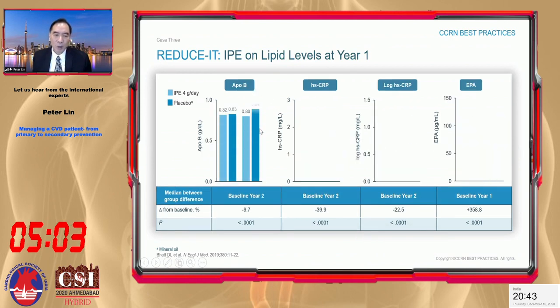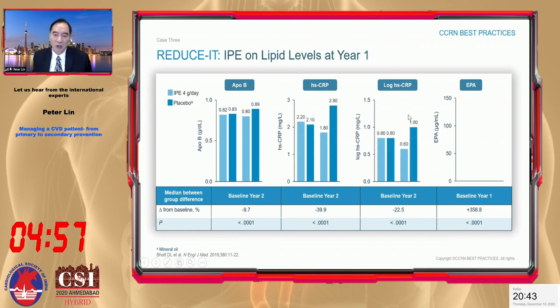If you look at ApoB, there was very little change. CRP, there was a big significant change there. And if you look at the log of CRP, again, that one was significant. But the really significant one was the EPA level. If you look at the EPA levels, you can see how high it is. So therefore, people are thinking it's the EPA level. And if you stratify patients based on EPA levels, the people that have the highest EPA levels are the ones that have the least events. So perhaps it's the actual molecule itself that's stabilizing membranes or whatever that may be giving the benefit.